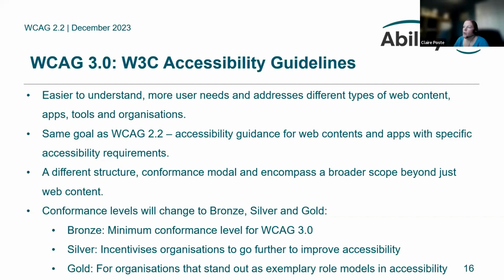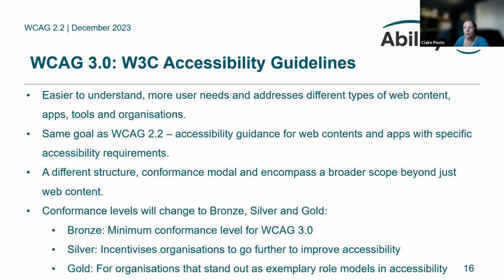The first thing to mention, and a lot of people who work in accessibility will already be aware of this, is WCAG 3.0, which is essentially the next evolution of the accessibility guidelines. They will undergo a complete restructure, and the aim is to make them easier to understand, address more user needs, but also address different types of web content, apps, tools, organizations.